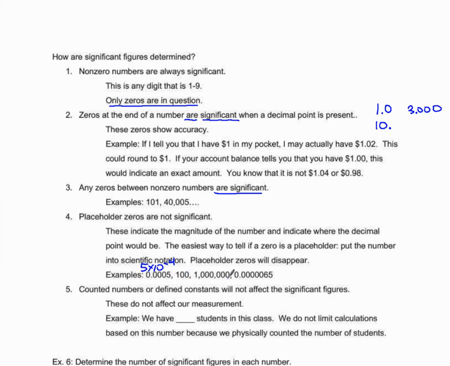The same thing with this example of 1 million. There's no decimal point, and these are showing the magnitude of the number. They are not showing any accuracy. These zeros just show me that this is a big number.